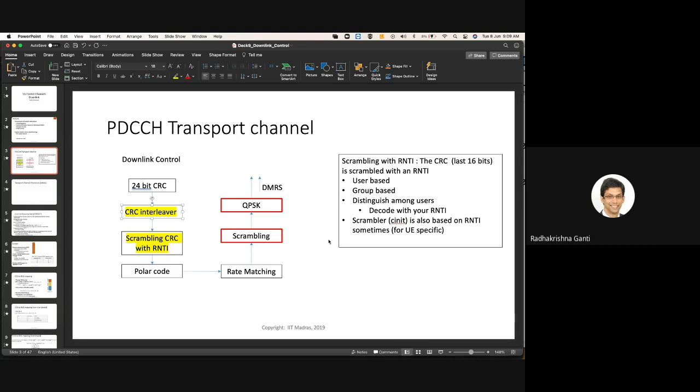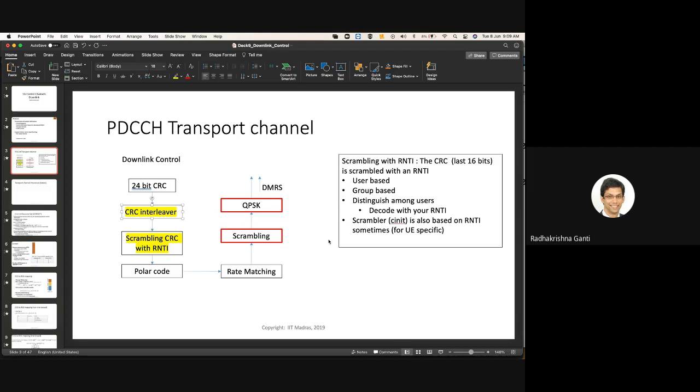Then what will happen? Both the UEs will be able to come all the way, they will decode everything, they'll get the CRC, and then they'll check the CRC. They'll unscramble with their own RNTIs and check the CRC. So what will happen? The user with RNTI 10 will be able to unscramble it correctly, and his CRC will be correct.